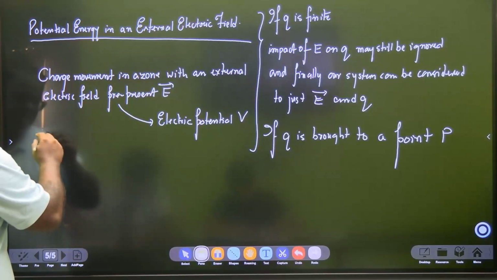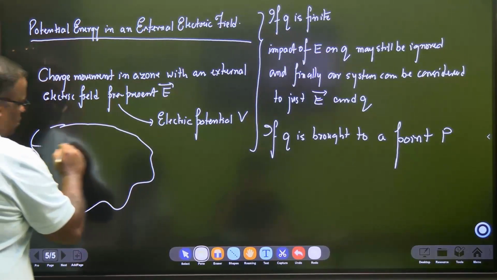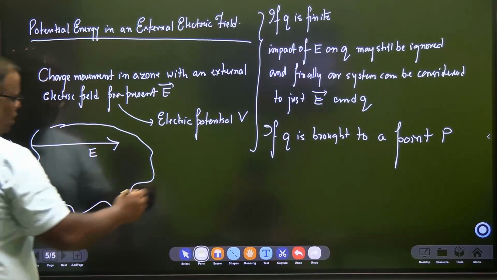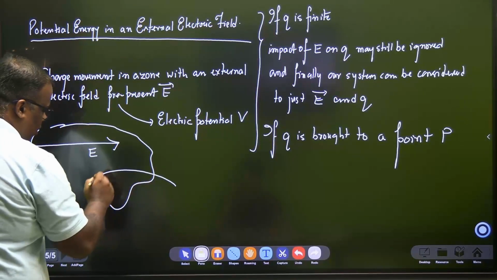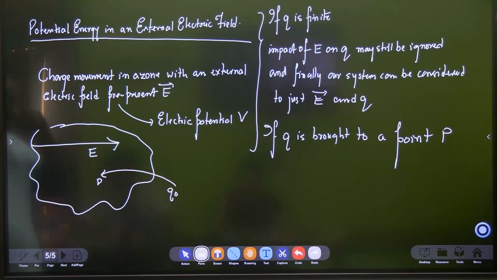It's something like this. Let's say this is a zone. In this zone, I have an electric field E which is present, and you are bringing a charge to a particular point P. A Q0 charge is being brought to this particular point P.